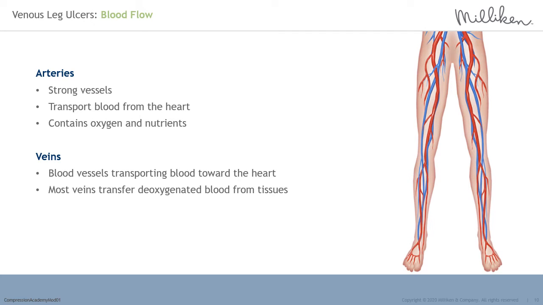Lower limb blood flow is comprised of two types of vessels: arteries, which are the strongest vessels transporting oxygenated blood rich of nutrients from the heart to the tissues, and veins, which are vessels of lower strength to the arteries and carry deoxygenated blood away from the tissues back to the heart for replenishment.